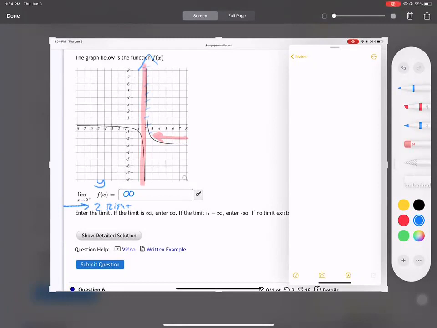What about from the left side? If this was written as limit as x approaches 2 from the left side of f of x, from the left side, this becomes negative infinity because the y value keeps getting lower and lower and lower.